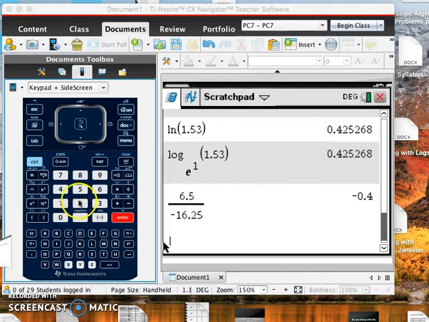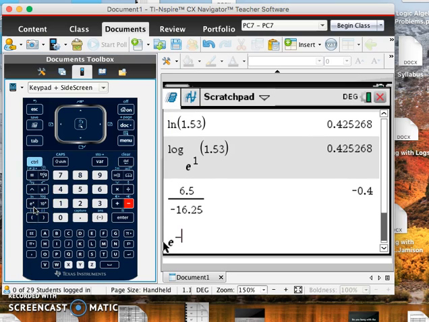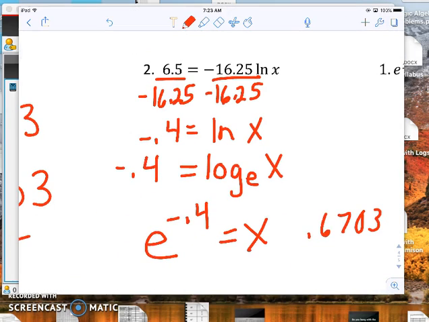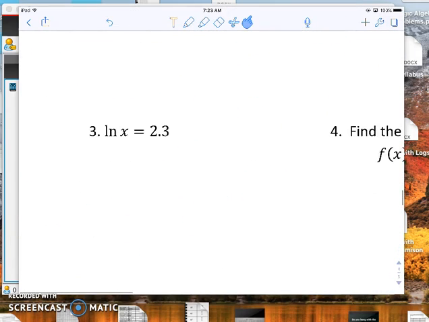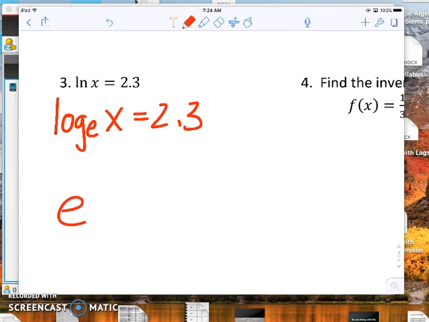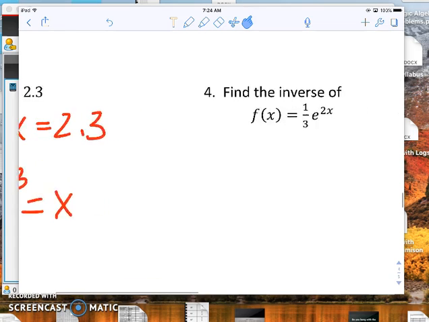And again, this is a calculator one. So here's e to the negative 0.4, and we have 0.6703. The very last natural log one we're going to take a look at: let's write this as log base e of x equals 2.3. So this would be e to the 2.3 equals x. I'll leave that for you to type in your calculator, because I want to make sure we get to this last one.